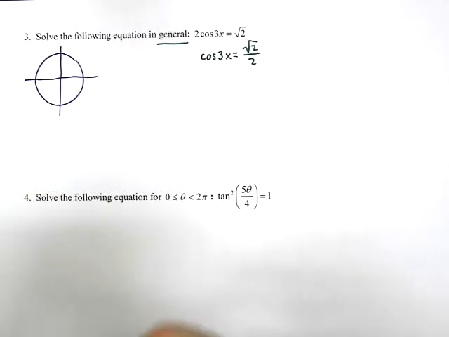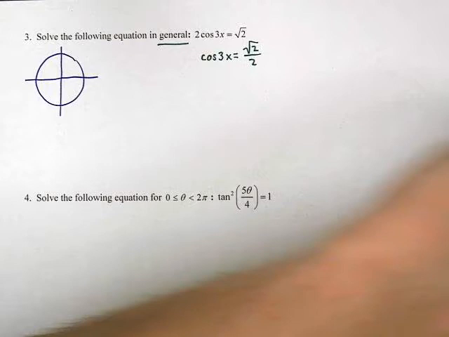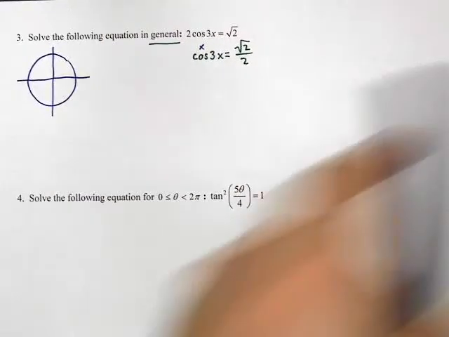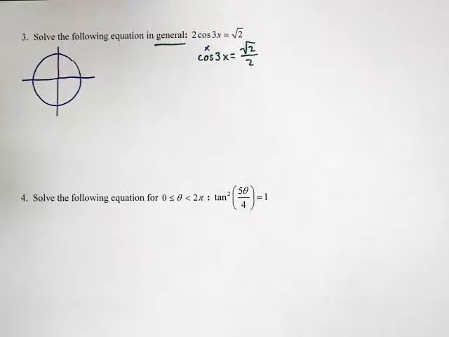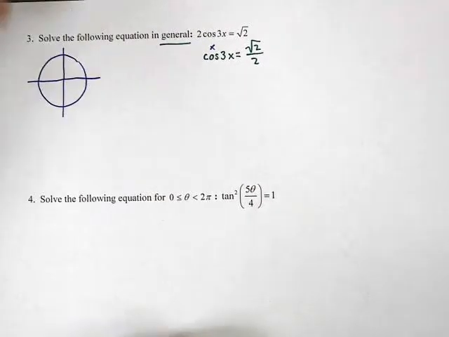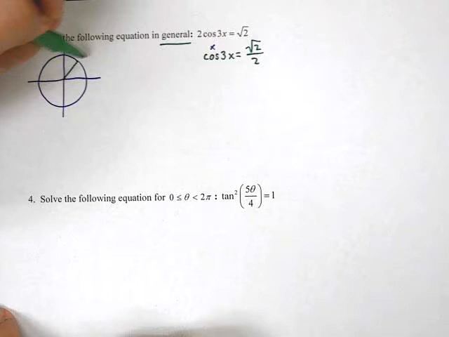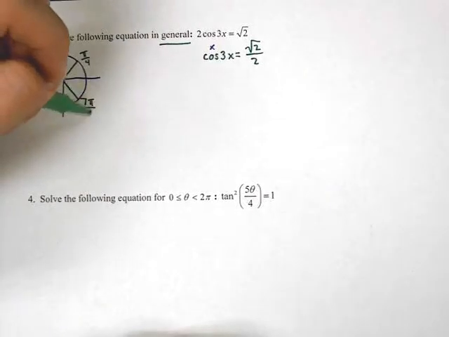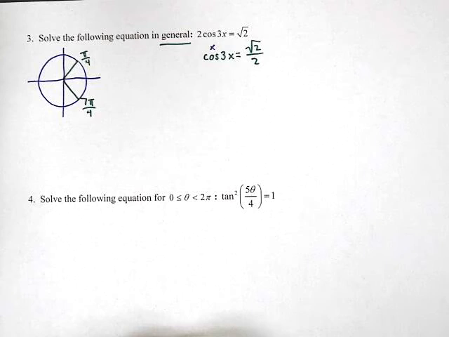So we draw it, and I ask you, where is the cosine ratio root 2 over 2? Well, that's when x is root 2 over 2, and that is at pi over 4. And where else is x root 2 over 2? Oh, down here at 7 pi over 4. Okay? I hope that makes sense.